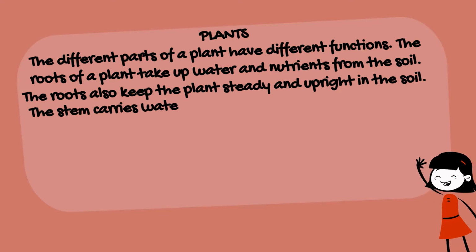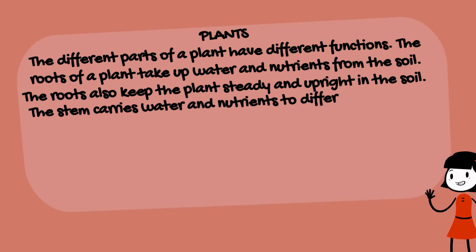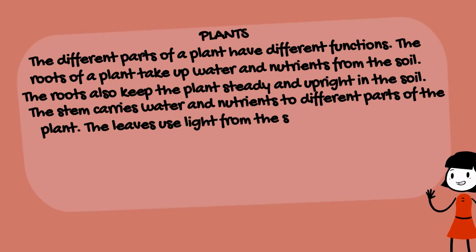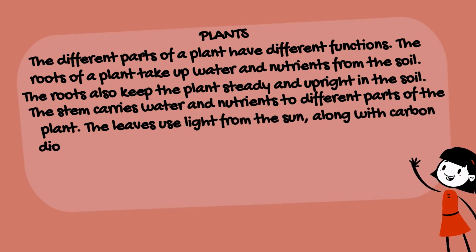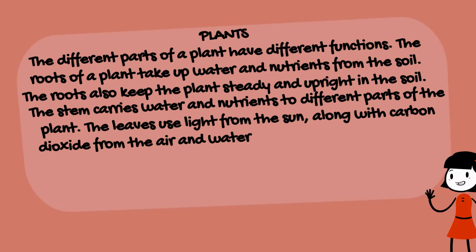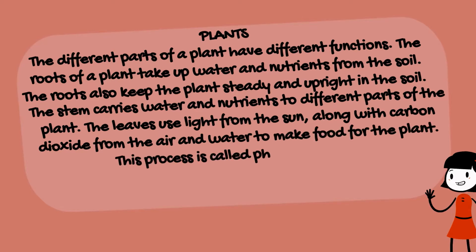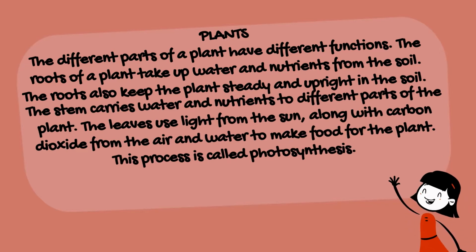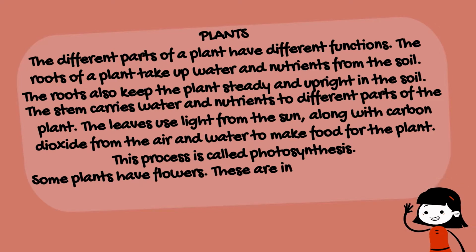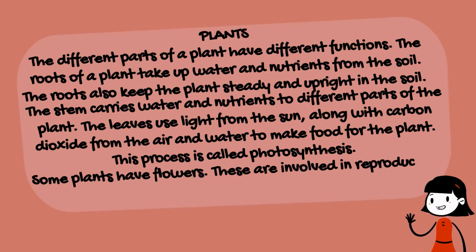The stem carries water and nutrients to different parts of the plant. The leaves use light from the sun along with carbon dioxide from the air and water to make food for the plant. This process is called photosynthesis. Some plants have flowers. These are involved in reproduction and produce seeds from which new plants grow.